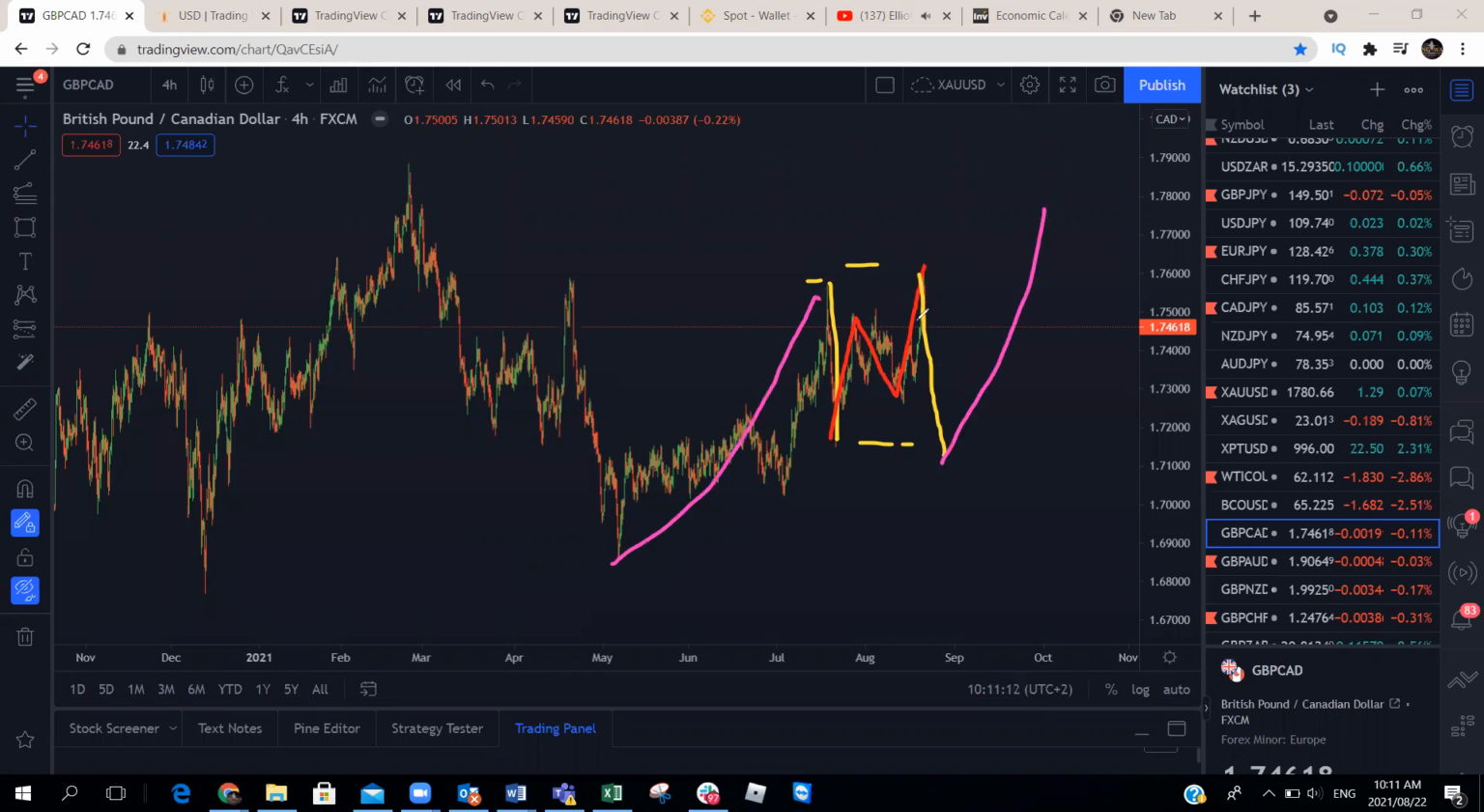For now, we've got a pullback here. We've got a pullback here. So if you get a move to the upside as follows, we'll look to take the trade back to these levels. Again, we wait for the indicator to confirm. We'll be looking for this to continue to the downside around those levels. Right, so that was pound CAD.